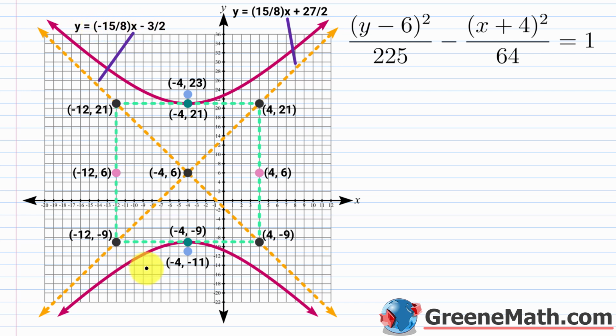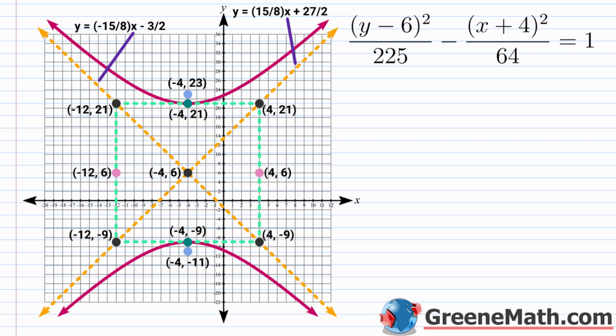The endpoints of the fundamental rectangle, you're going to go from the center to the right by 8 units and then up by 15 units. So this is 4 comma 21. Then from the center to the left by 8 units and then up by 15 units. So that's negative 12 comma 21. And then from the center, you're going to the left by 8 units and then down by 15 units. So this is negative 12 comma negative 9. And then from the center, you're going to the right by 8 units and then down by 15 units. So this is 4 comma negative 9.